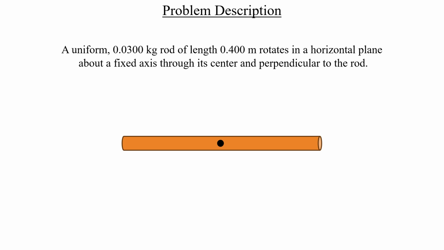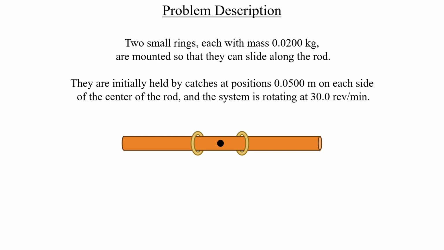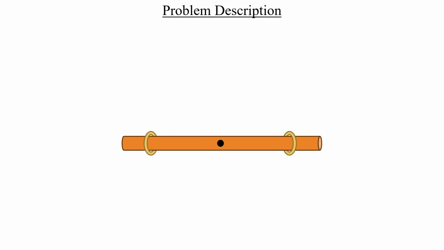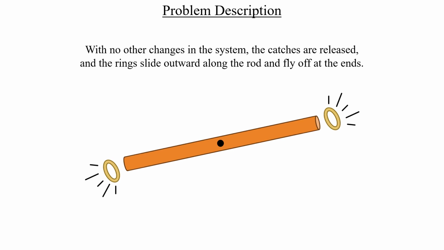Before the rod begins to rotate, we're going to stick some rings of equal mass on each end. These rings remain at the same distance from the center of the rod as we spin it up to an initial angular speed of 30 revolutions per minute. And once the rod reaches that rotational value, we allow the rings to move freely, and eventually the rotation will cause them to fly off altogether.